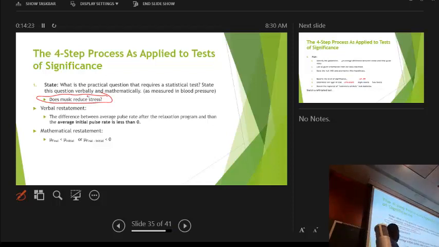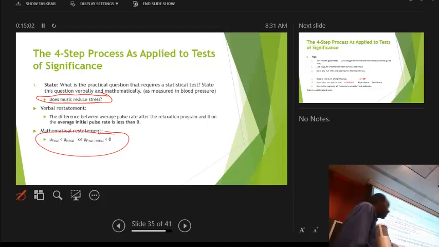And then now we're going to look at the difference between the average pulse rate after the relaxation program and the average initial pulse rate is less than 0. So that's basically saying this guy down here: the final average is less than my initial, or the variable that measures the difference in the two is less than 0. And I have a fix for that Mo and Gus issue that we talked about.